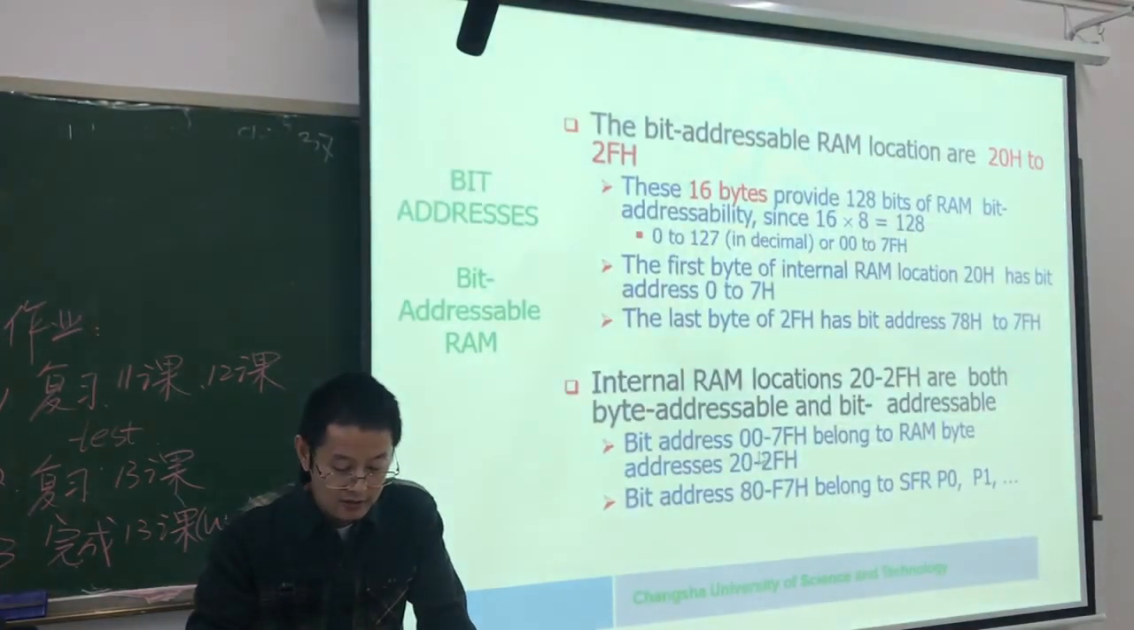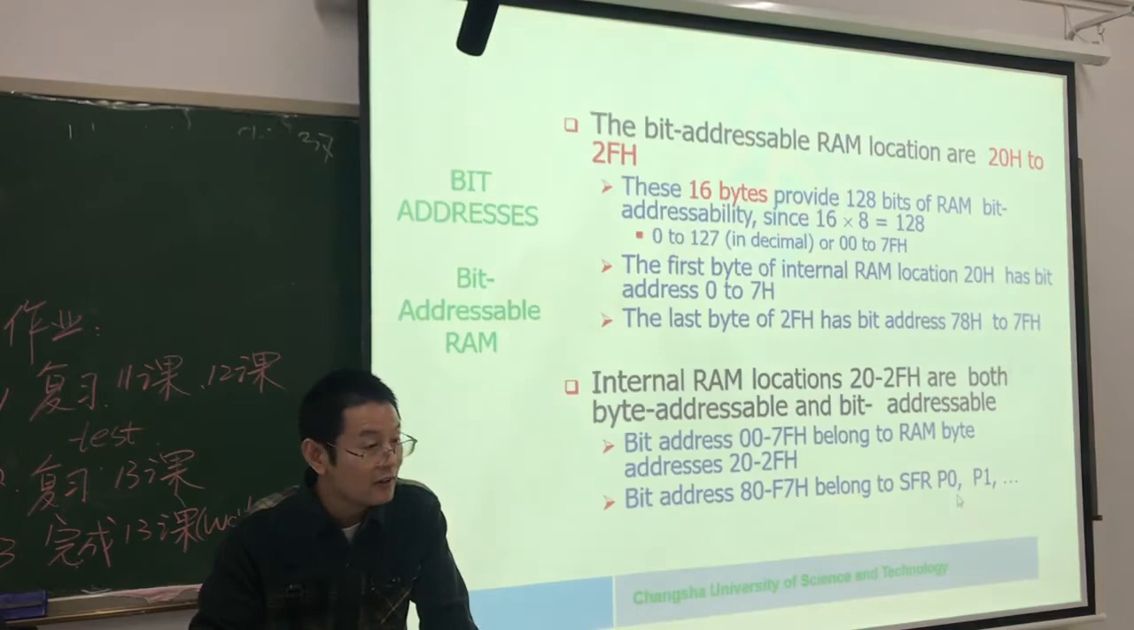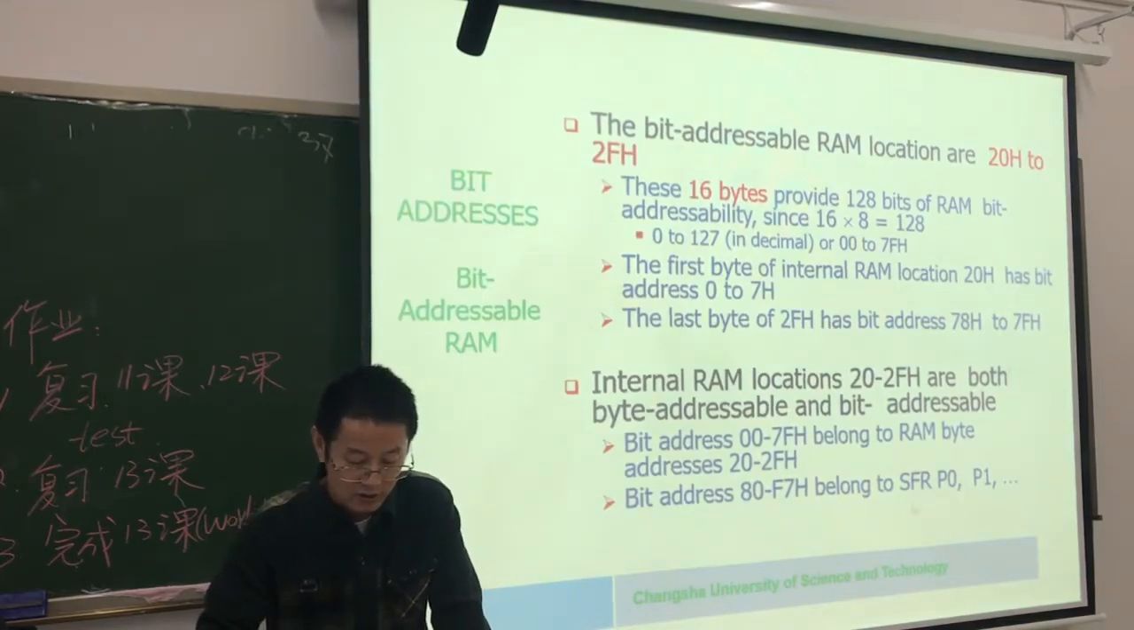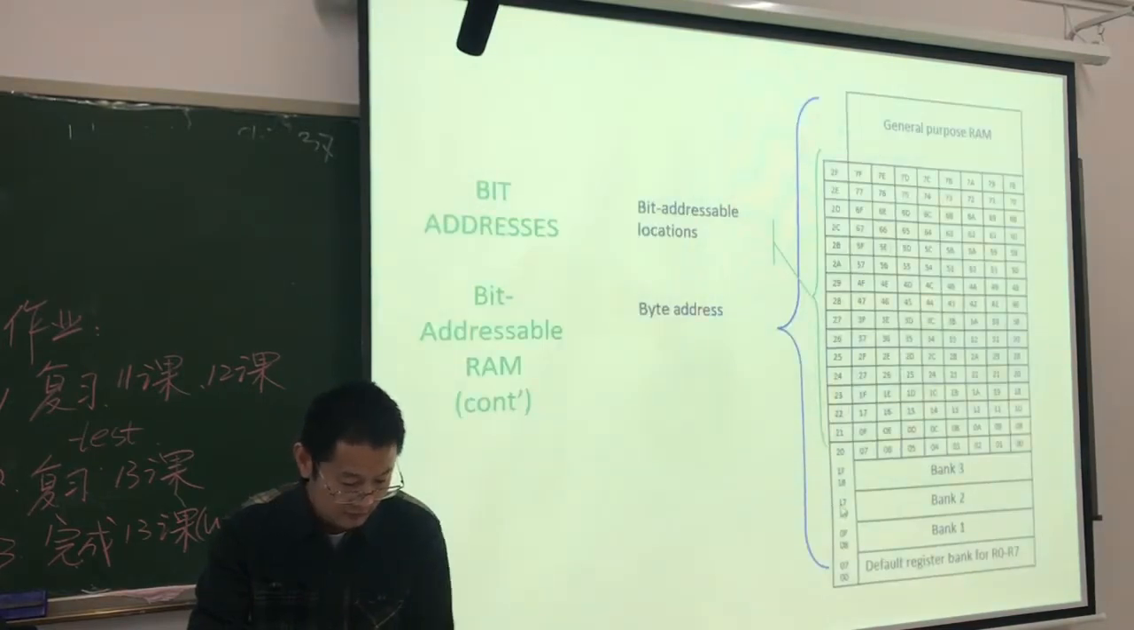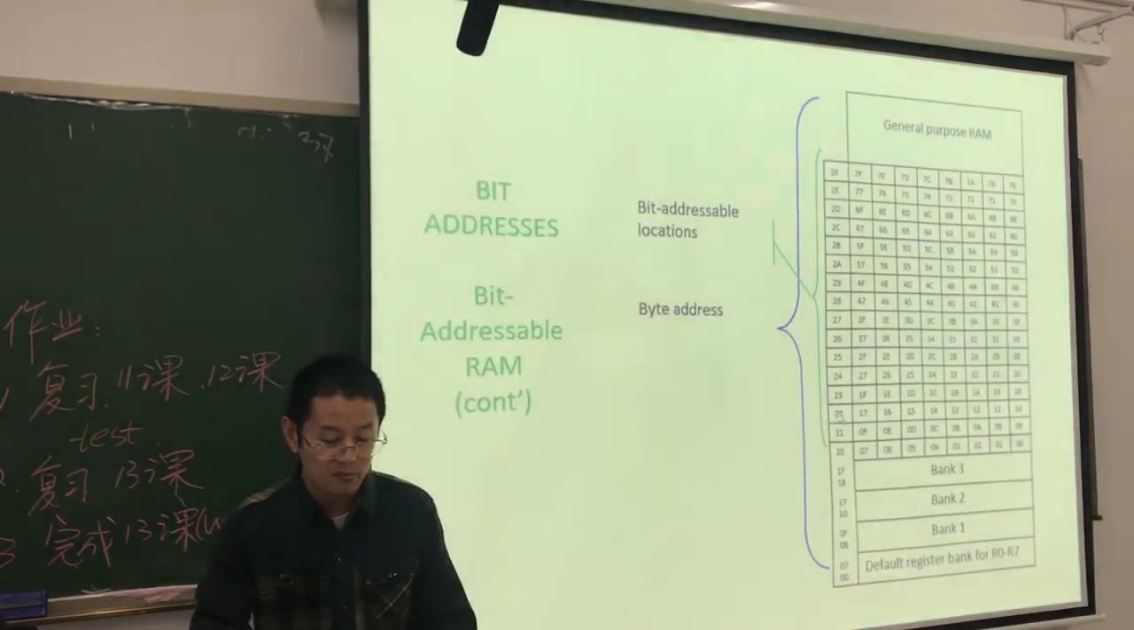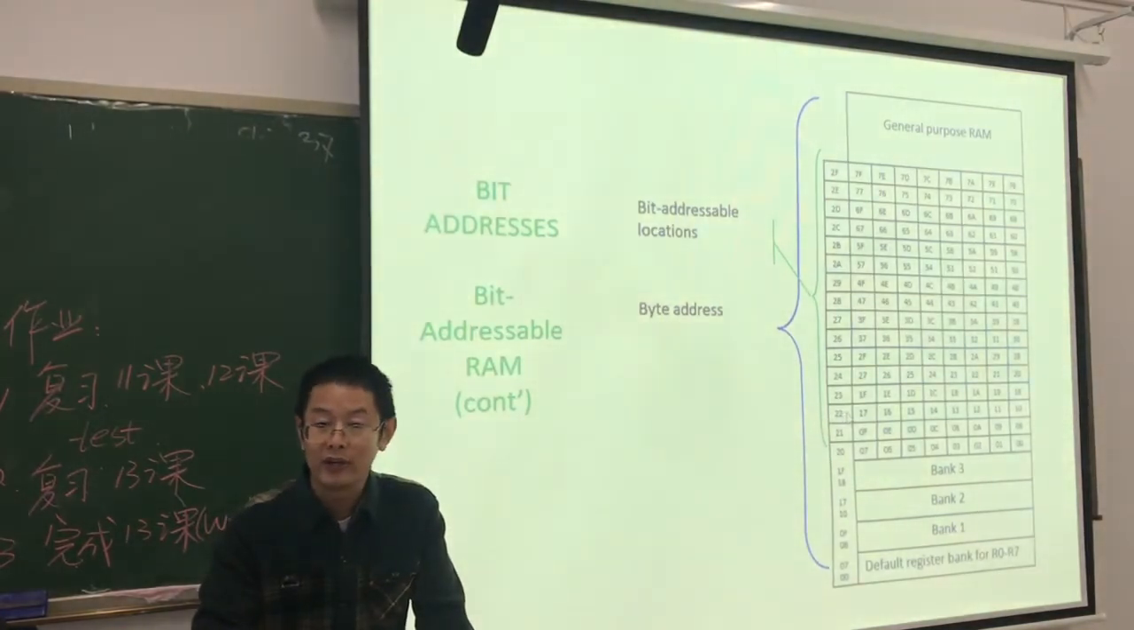Bit addresses 00 to 7F belong to RAM byte addresses 20 to 2FH. Bit addresses 80 to F7H belong to the SFRs P0, P1, etc. This is a map of the memory.